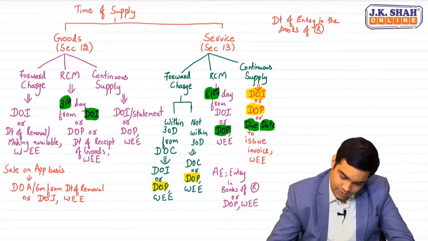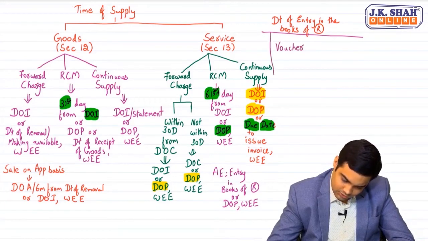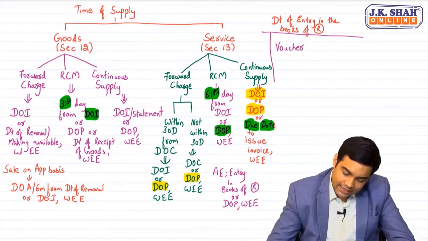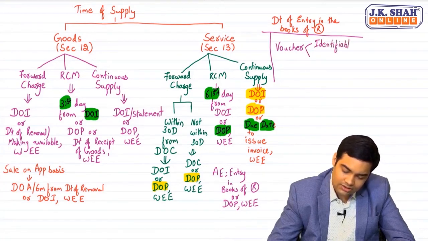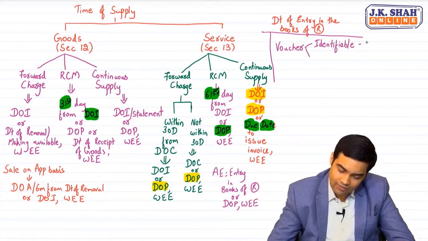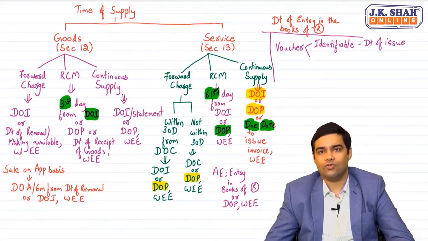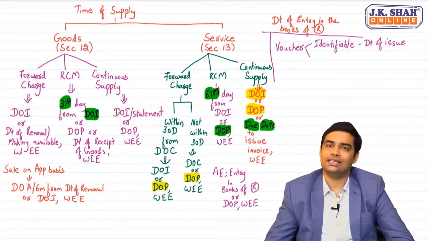Now, first talking about vouchers. See, there can be two types of vouchers: identifiable and non-identifiable. Identifiable vouchers are those vouchers which can be used only against a particular goods or service. For identifiable vouchers, the time of supply is date of issue. The day that voucher is issued, that becomes the time of supply. So, based on that date of issue, you are required to discharge GST.